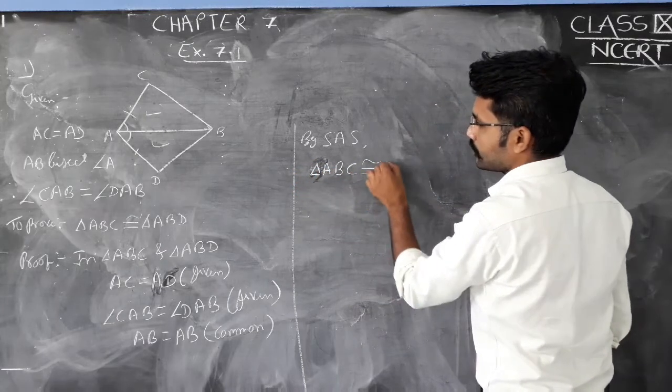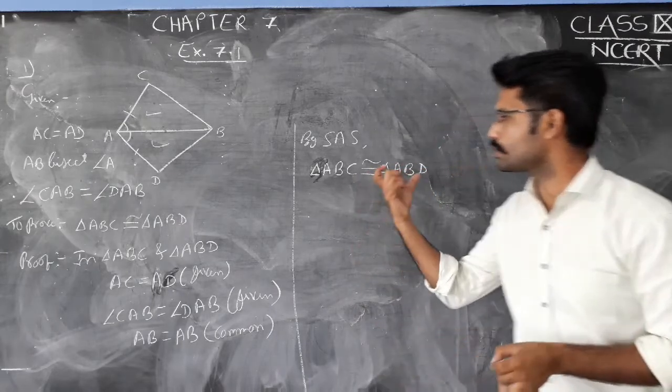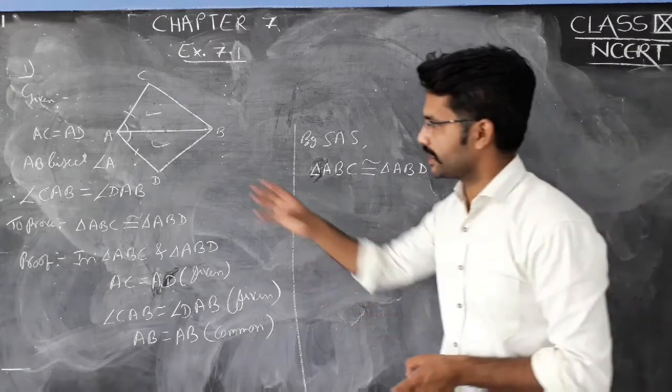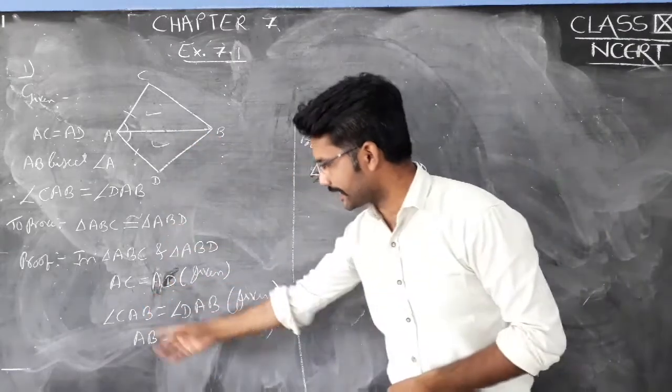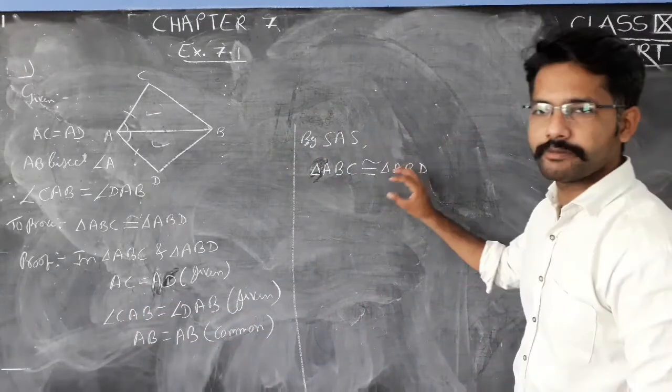By side angle side congruency, triangle ABC will be congruent to triangle ABD. As I told you, for proving any two triangles congruent, we need to show any three things equal. So here we have shown two sides and one angle between them. We have shown these are equal. So these two triangles will be congruent.